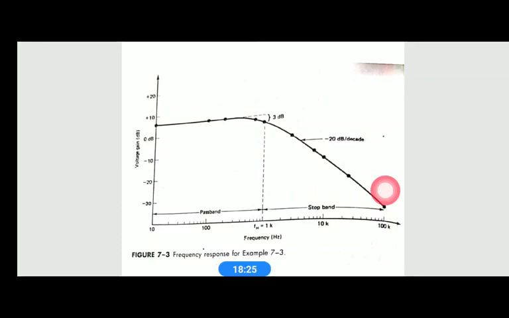These are the problems here. You sit and solve this problem in your assignment book, or practice this in a normal book.